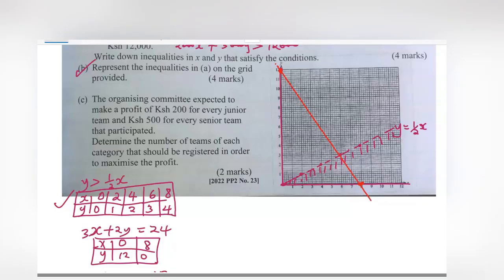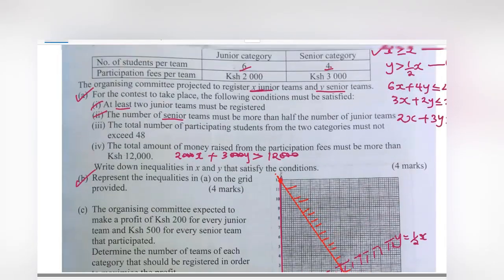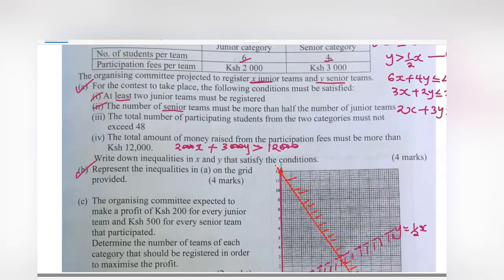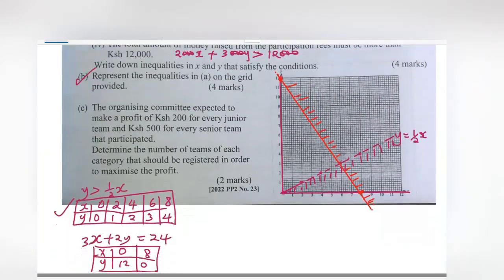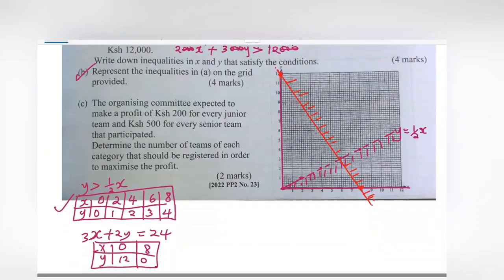What we need is below the line, and therefore we are going to shade the upper part. From the inequality, what we need is actually below the line. So we are going to label this again as 3x plus 2y is equal to 24. Next, we are going to draw another one.